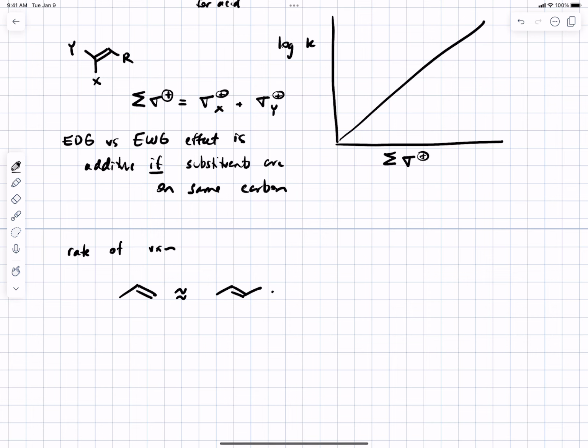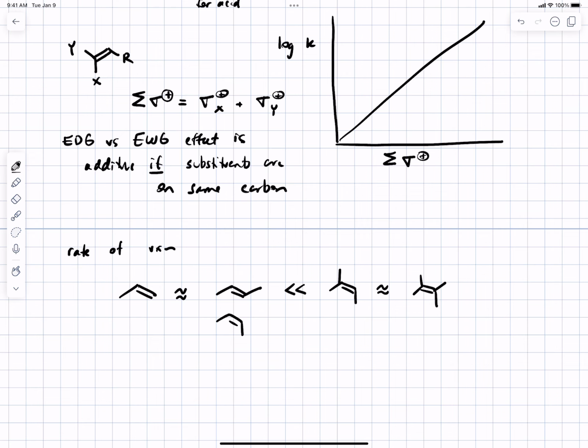That rate is about the same, and that's true for, we'll just put cis and trans sort of same there. But if you have a 1,1,2 trisubstituted alkene, the rate goes way up. But if you have the 1,1,2,2 tetrasubstituted alkene, not so big of a difference. Okay? In other words, the impact of adding substituents is only additive if they're on the same carbon.